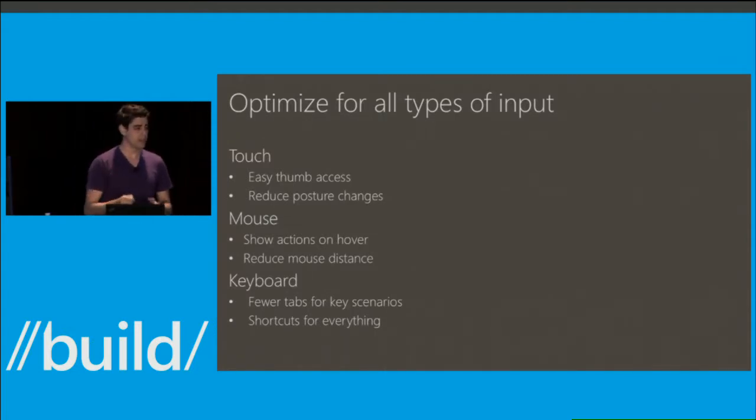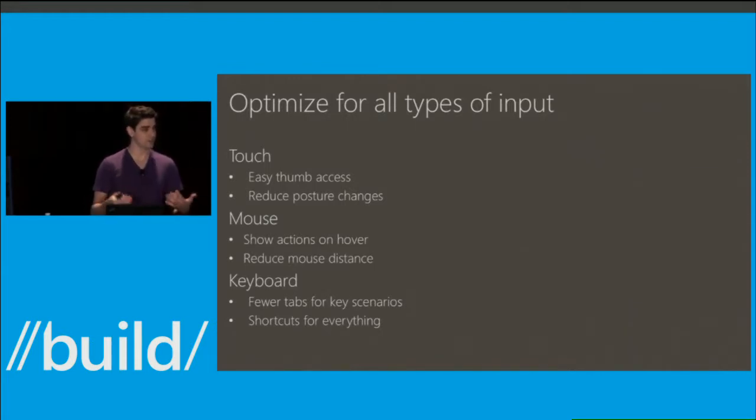You don't want to have commands that are only available on hover. If you end up doing that, then they're not accessible via touch, but they're a great thing to do for supplementary commands, so you can reduce mouse travel. And then keyboard's also an important thing that we focused on. So in the Mail app, we now have keyboard shortcuts for just about everything.